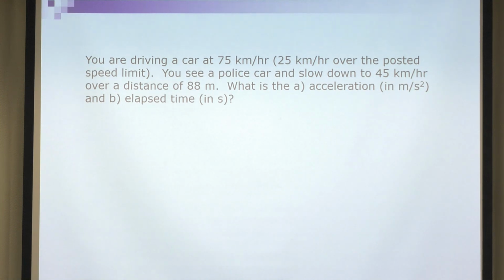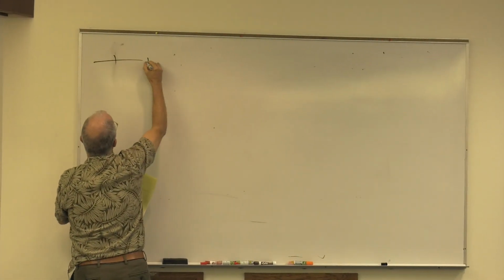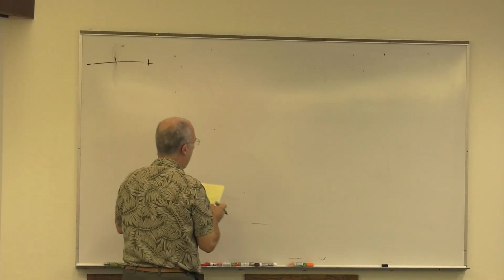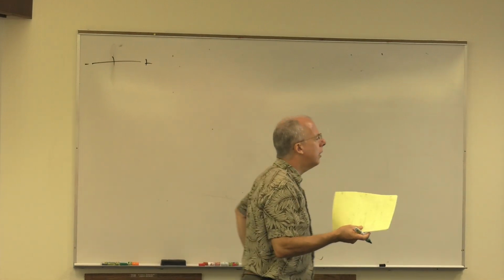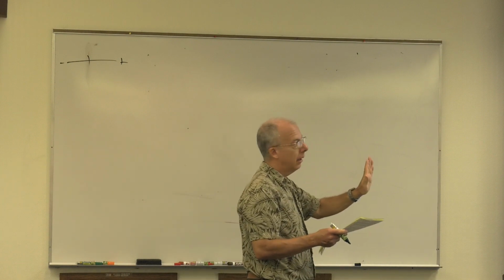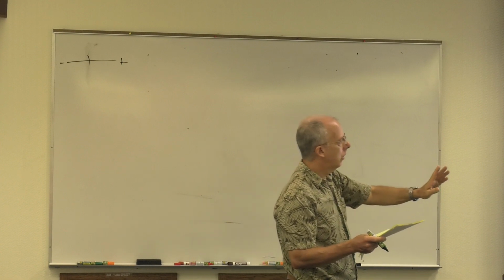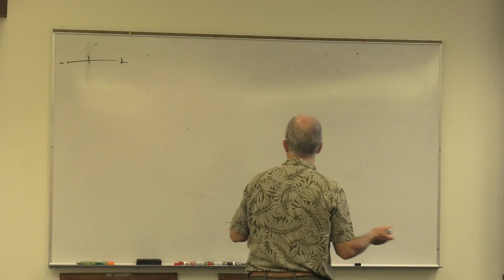All right, so a normal one-dimensional coordinate system, plus, minus. How many points do we need? Do we need 3 points or 2 points? What's the important part? Notice that this one doesn't say anything about reaction time. So let's put our first point when we hit the brake, and the second point when we've slowed down to 45 kilometers per hour. So we just need 2 points.